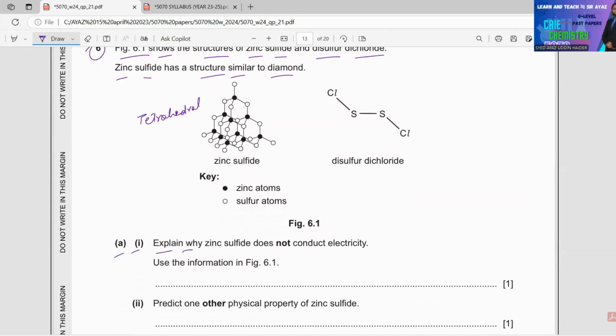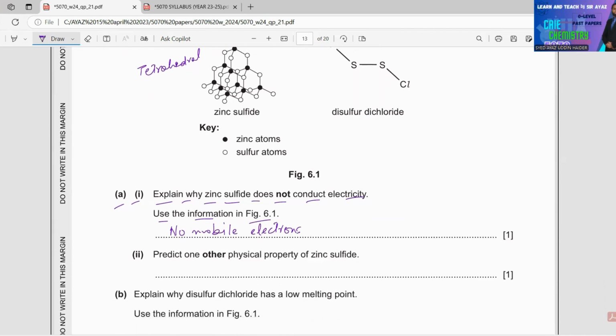A1, explain why zinc sulfide does not conduct electricity. Use the information in figure 6.1. So we know that diamond does not conduct electricity because of the absence of mobile electrons. So definitely zinc sulfide also does not have any mobile electrons. So you write no mobile electrons. Mobile electrons are very important for the conduction of electricity.